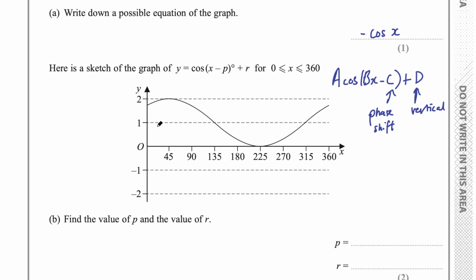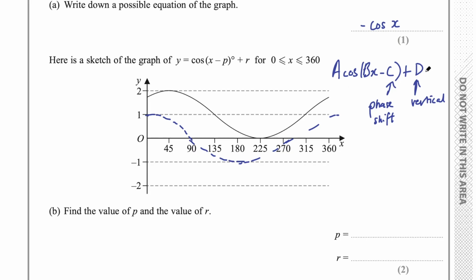If you think of a cosine graph and it starts at 1, goes down to 90, down to minus 1, up to 270, etc. You can see that it's clearly been shifted up 1. So the d in this general form, or r in this question, will be 1.